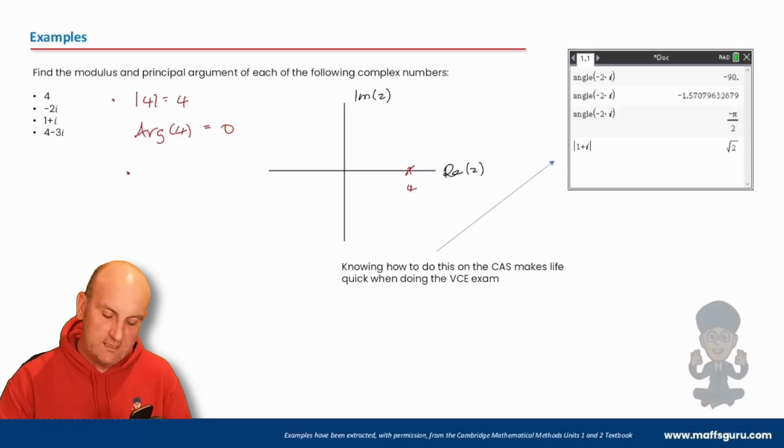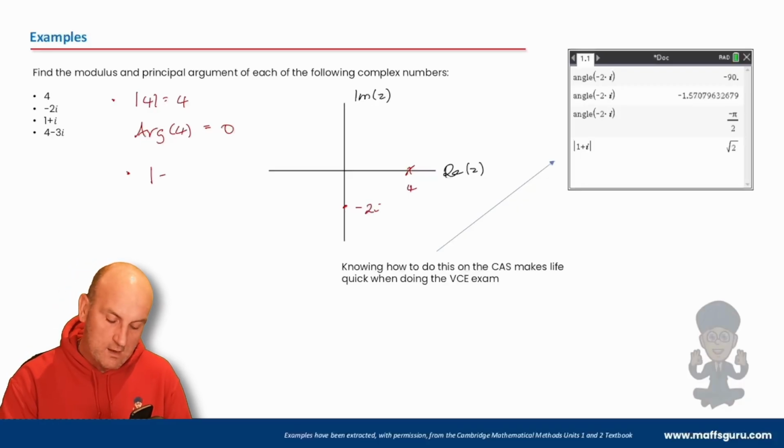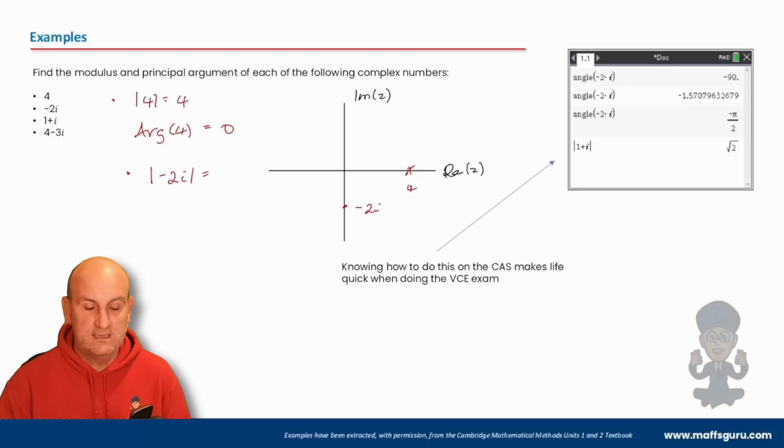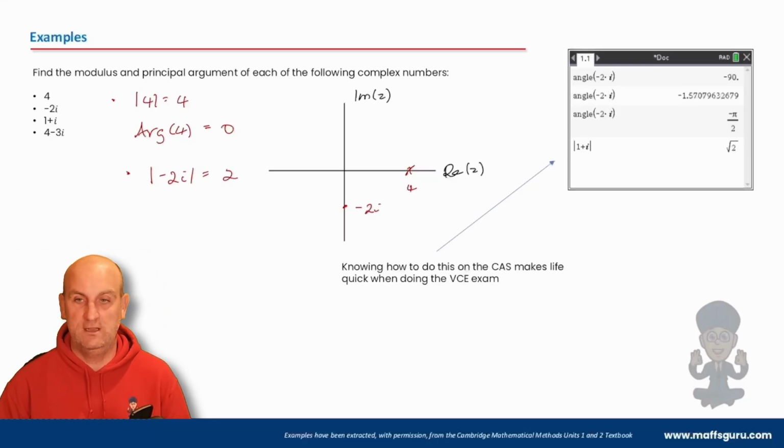What's my next one? Minus 2i. We've got this one here. So that's negative 2i. So my modulus of minus 2i is basically just going to be 2, because my distance from the center there is 2 units, not minus 2.